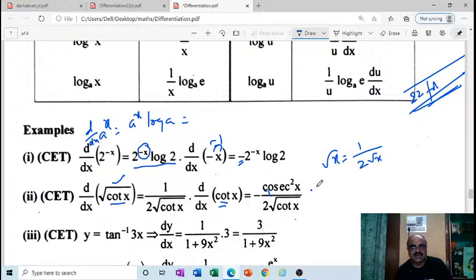Hope these concepts are clear to you. Minus cosec square x by 2 into root of cot x.